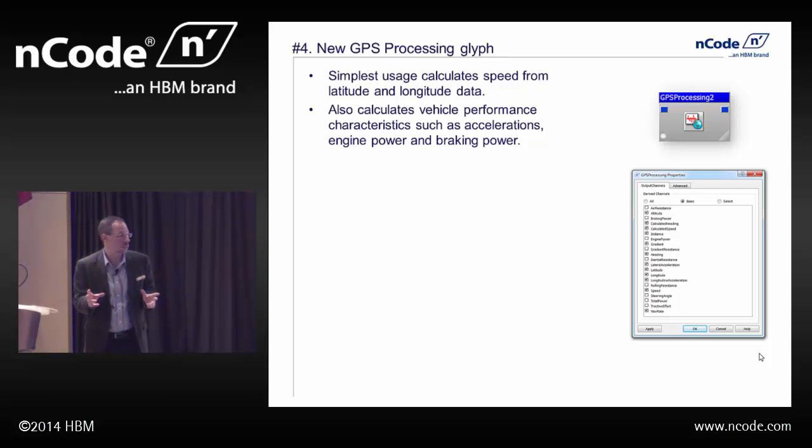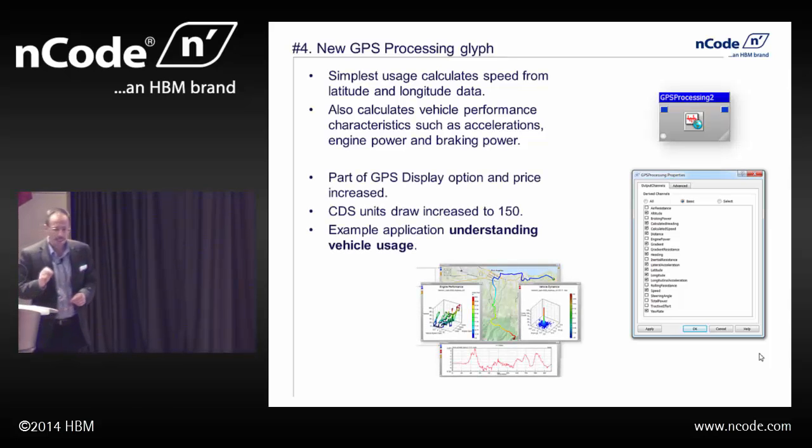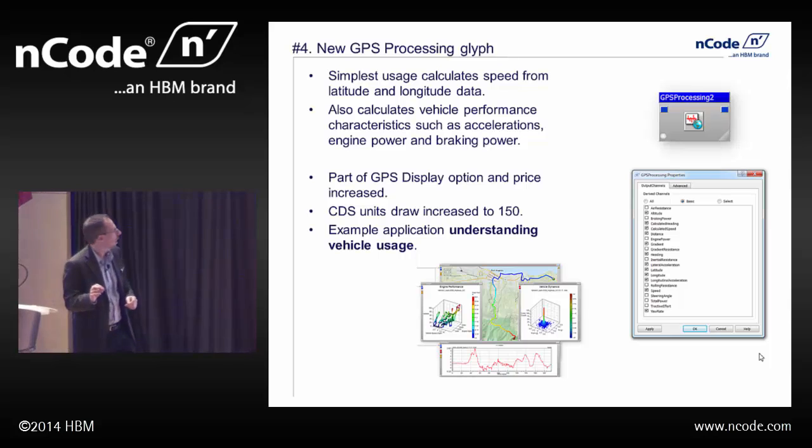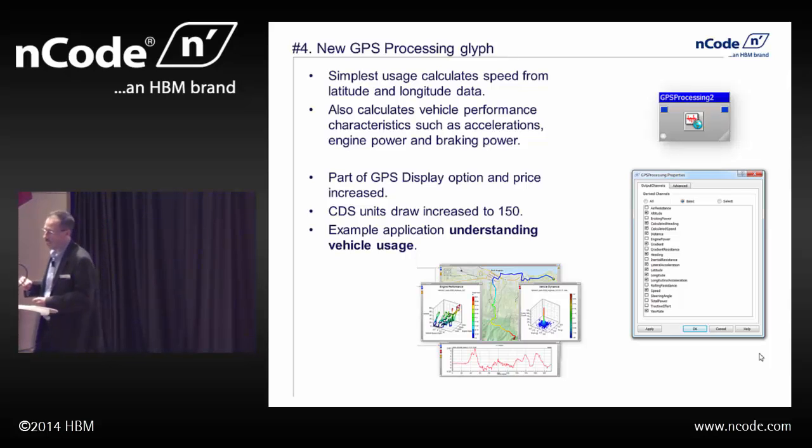You've got cheap data with GPS. What can you do with it? What can you calculate? And that's included as part of the GPS display option. So if you have the GPS display, you'll get this already. You don't have to buy anything else. It also uses CDS tokens. The application there is really understanding vehicle usage.